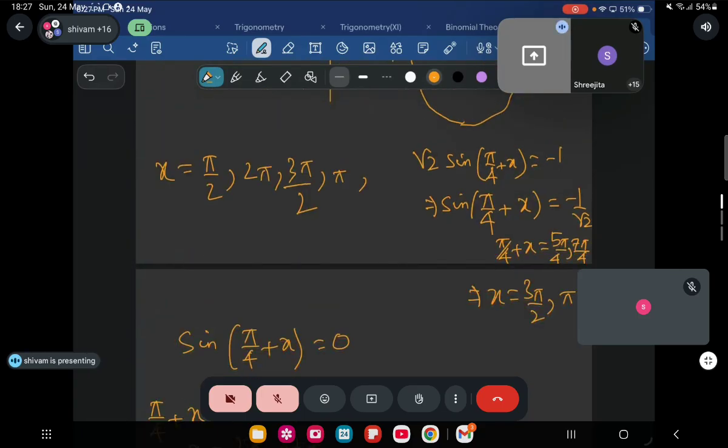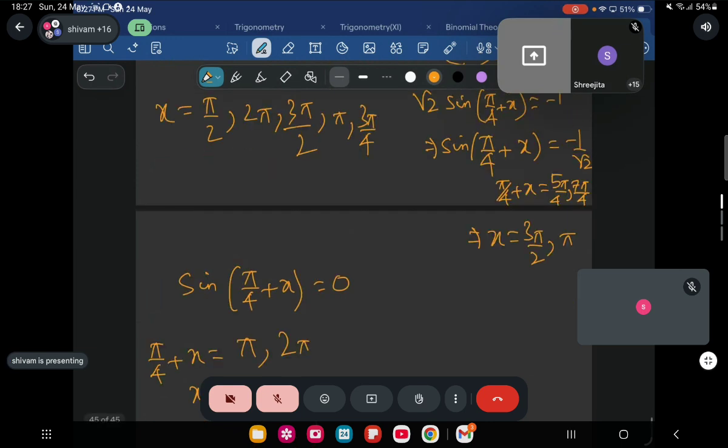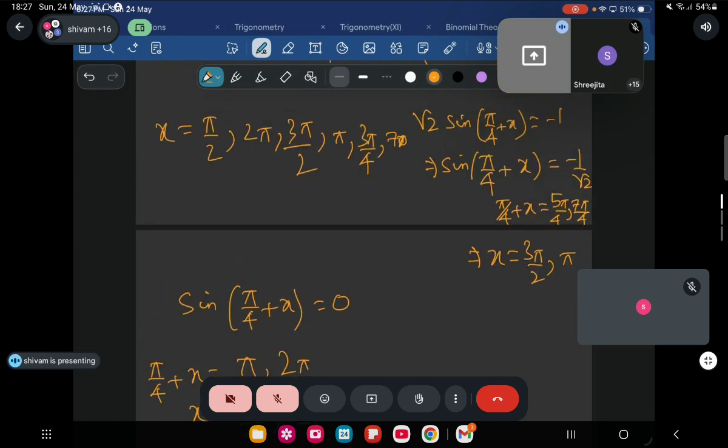So pi by 2 and 3 pi by 2 and pi. Another one is 3 pi by 4 and 7 pi by 4. So these are the discontinuous points. In total there are 6. Some people wrote 4 also, I don't know.